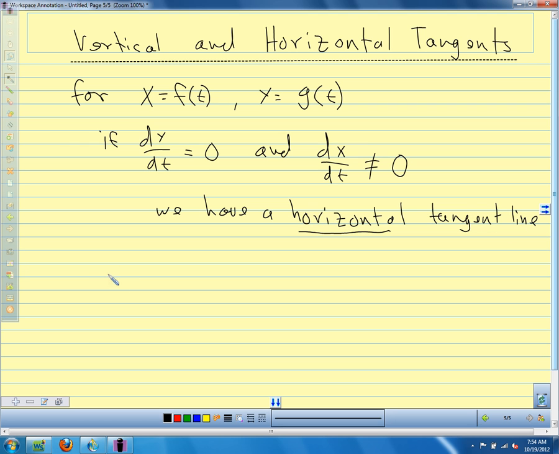And we'll switch the conditions around for our vertical tangent line. If dx/dt equals 0 and dy/dt is not equal to 0, we have a vertical tangent line.